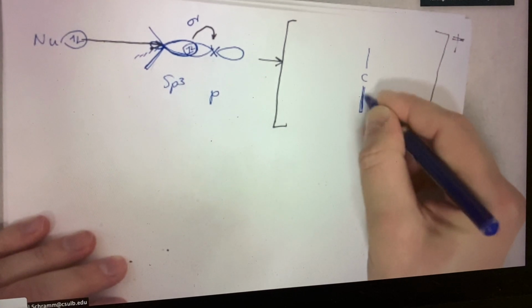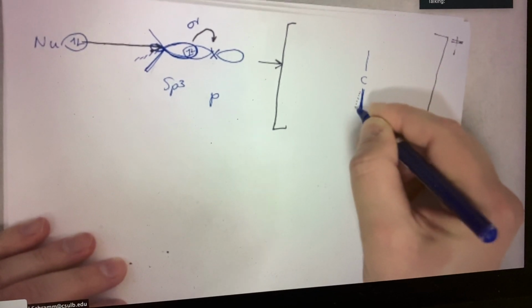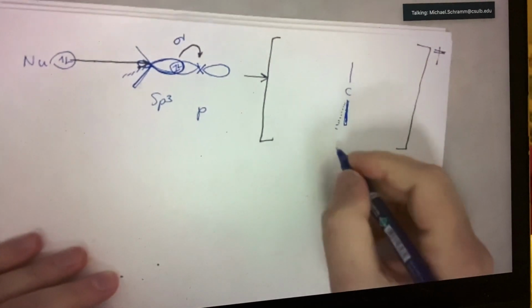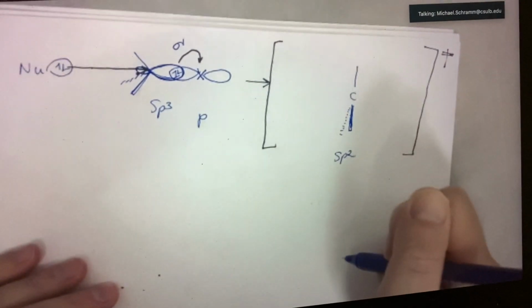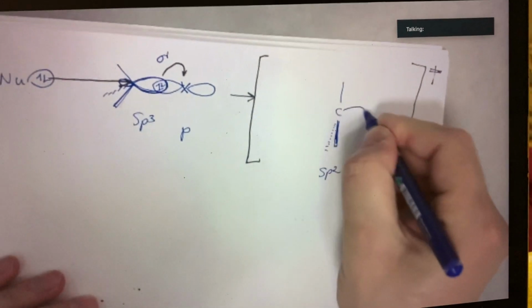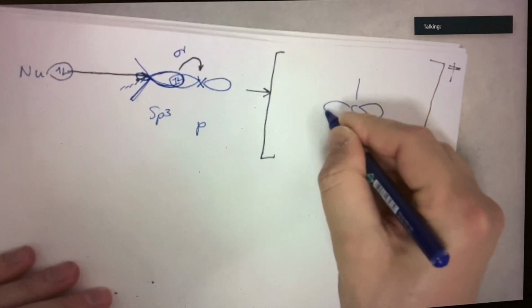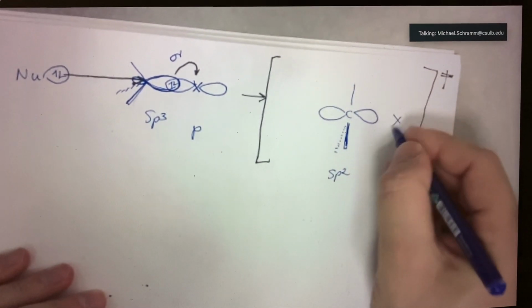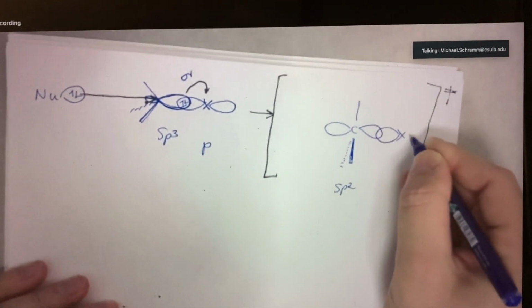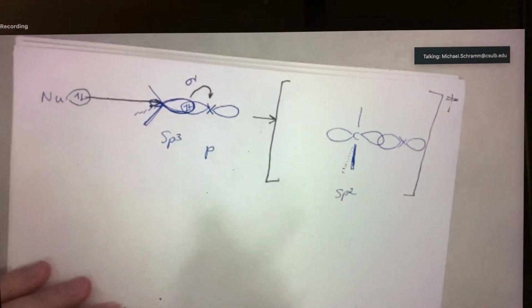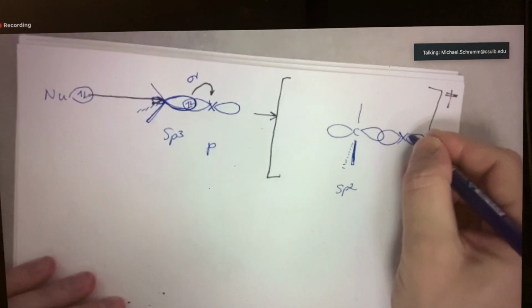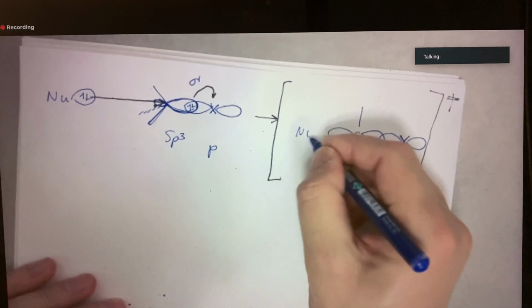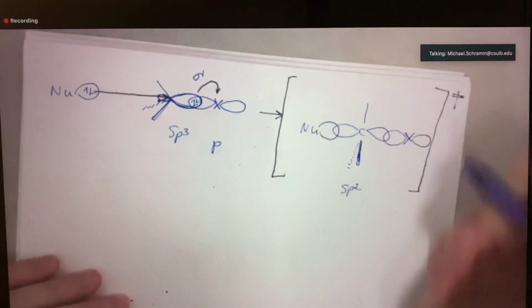this carbon atom becomes something that looks like sp2 hybridization with a p orbital that simultaneously has some bonding characteristics with the X group and some bonding characteristics with the nucleophile.